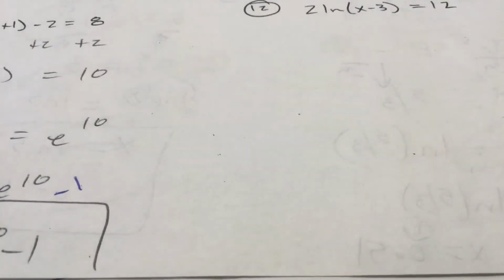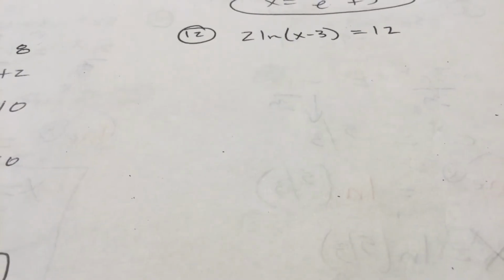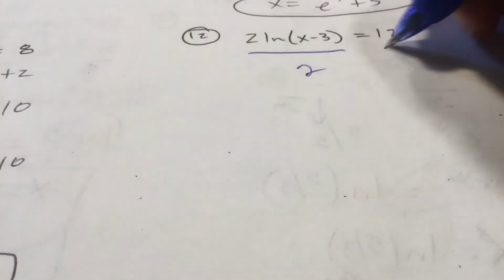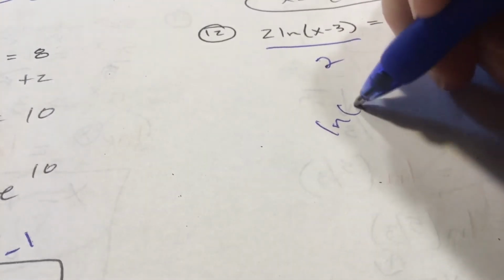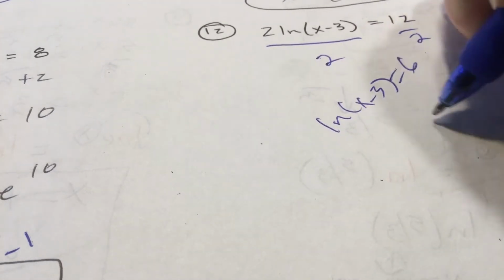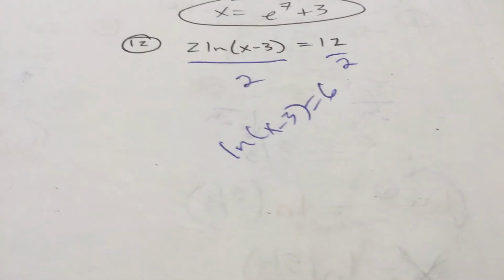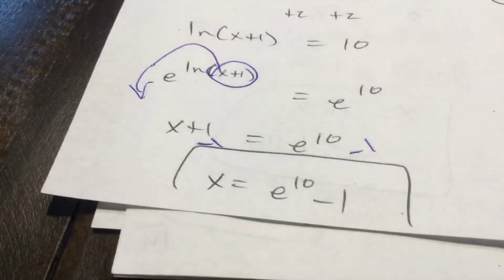All right, so you guys can do 12. Here's what I'm going to do on 12 to help you out. Divide by 2. Then I have natural log of x minus 3 equals 6. And then you know what to attach as the base. And then you know what to do with that negative 3. You guys can make it happen. All right, so we have 2 pages left in this game plan.